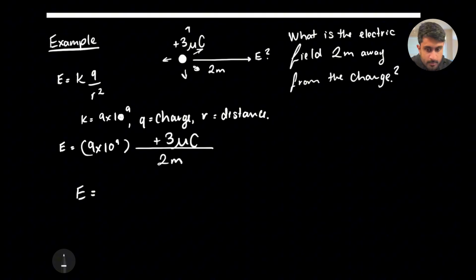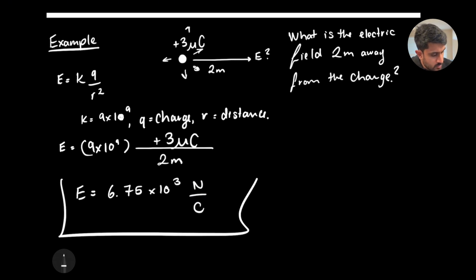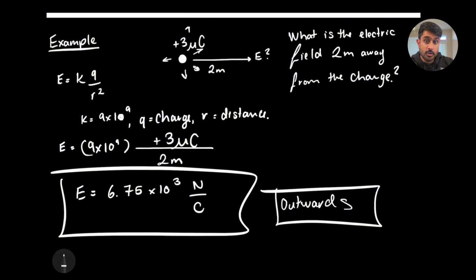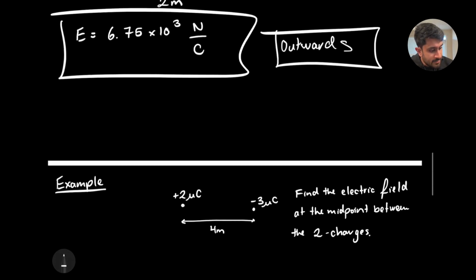When we simplify that and put it into our calculator, we get a value of 6.75 times 10 to the 3rd newtons per coulomb. So this fully checks out. The value that we got was in newtons per coulomb, and we now know that this electric field is going to be pointed outwards as well. So this is a very basic example of where we can really start with electric fields. Let's look at a little bit more of an in-depth example.